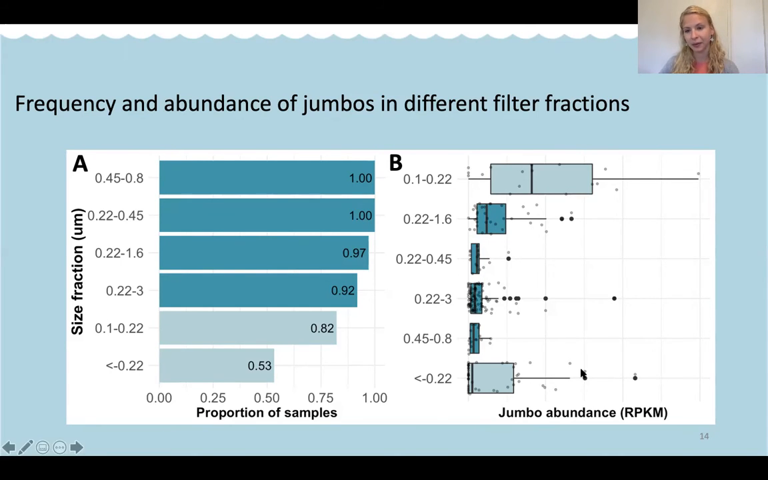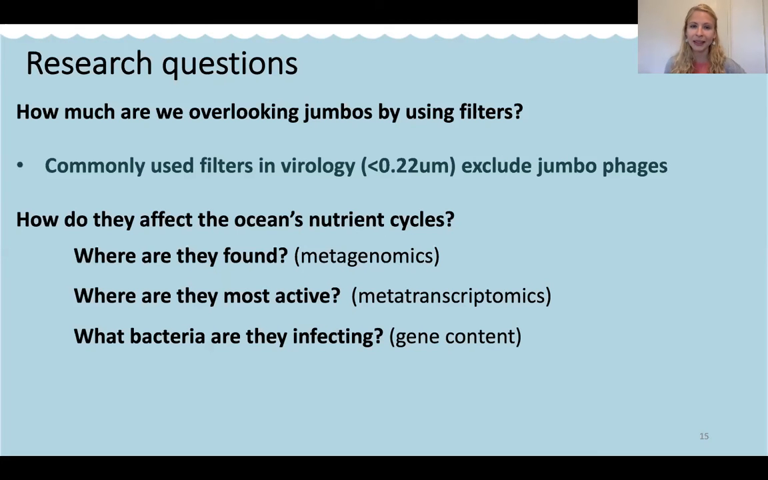Next, we looked at which filter sizes jumbos were most abundant. And so here on the x-axis is the relative abundance of jumbos in a sample. And on the y-axis are those filter fractions. Interestingly, jumbos were most abundant in samples from 0.1 to 0.22 microns on average. However, this 0.22 micron and everything below is the most commonly used filter, and it had the lowest abundance of jumbos in those samples. So this led us to conclude that commonly used filters in virology exclude jumbophages and reduce our ability to recover them from samples.